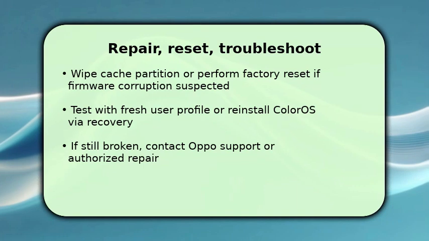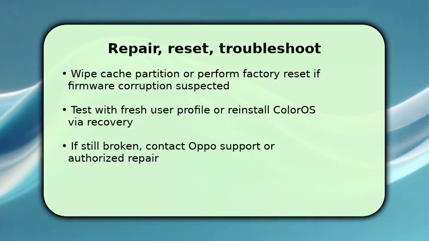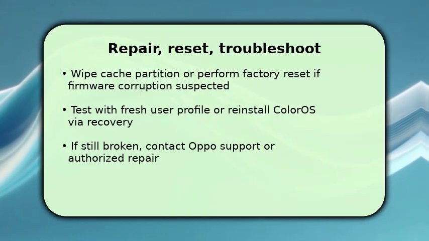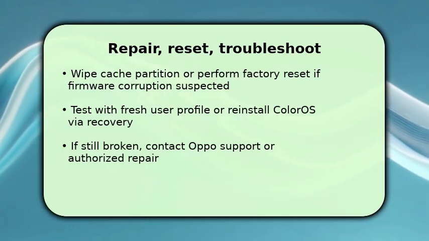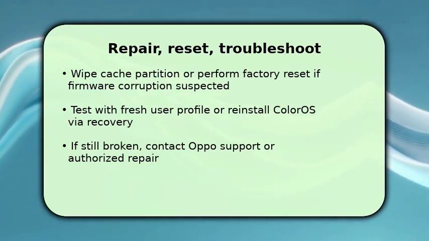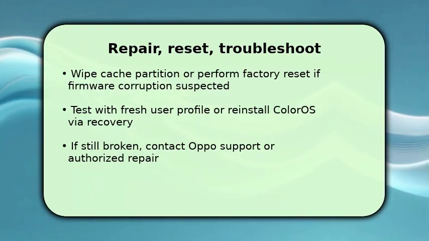For stubborn cases, you escalate. Clear the system cache partition to remove transient corruption, and if necessary, back up and perform a factory reset because software corruption can cause fluctuating volume. You can also create a fresh user profile or reinstall Color OS through recovery to restore default audio drivers. Once done, test audio again.